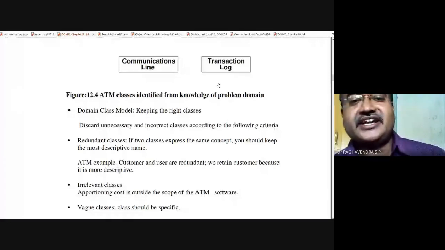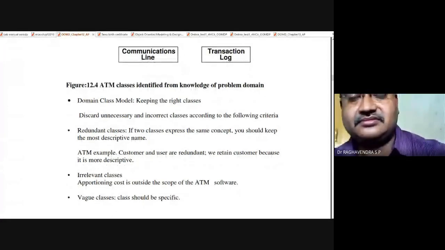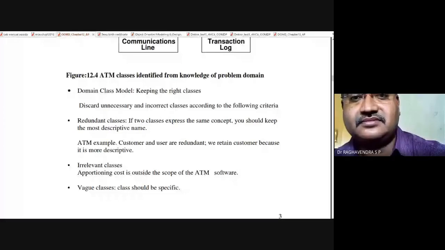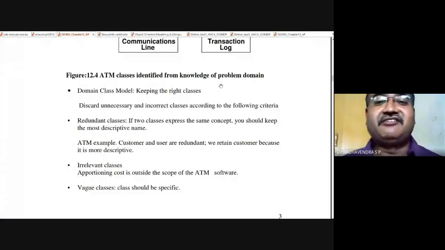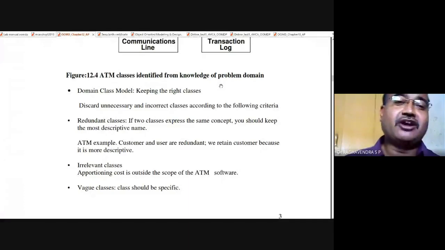So the first criteria is over, that is redundant classes. Second criteria. Second criteria is irrelevant classes. Irrelevant means it is not related to our context.